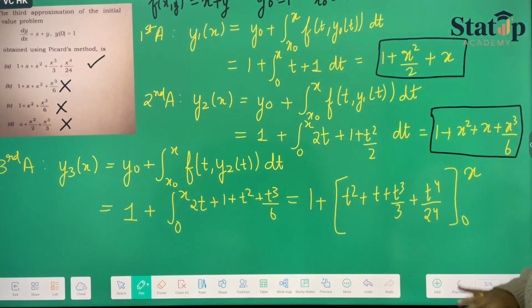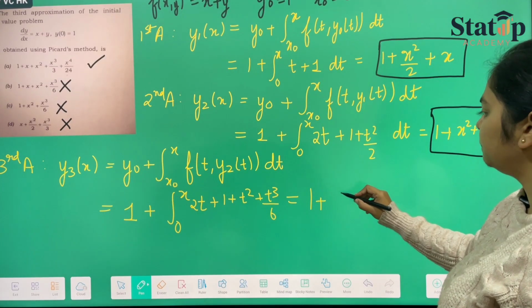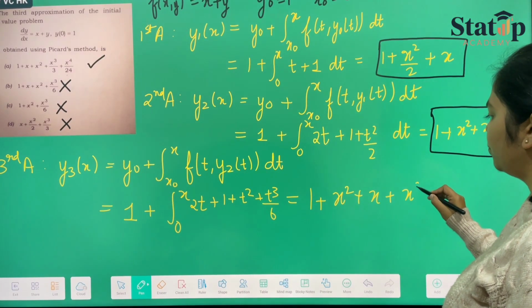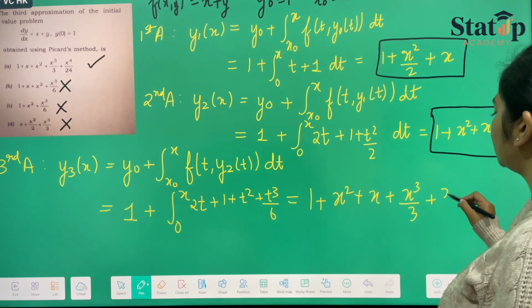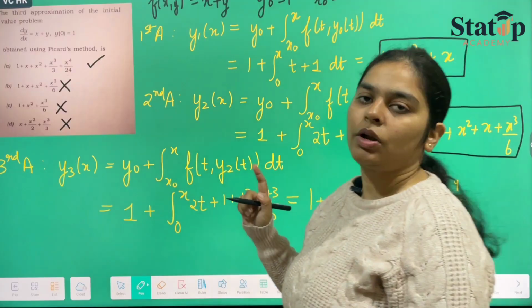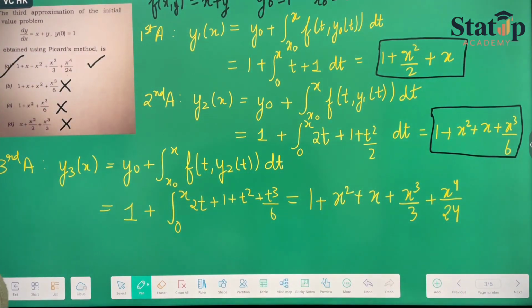Now if we put 0 and x here in every place, we will be getting x square plus x cube by 3 plus x raised to the power 4 by 24, which matches exactly to our option number A, which I told you earlier as well. This is how we solve the question.